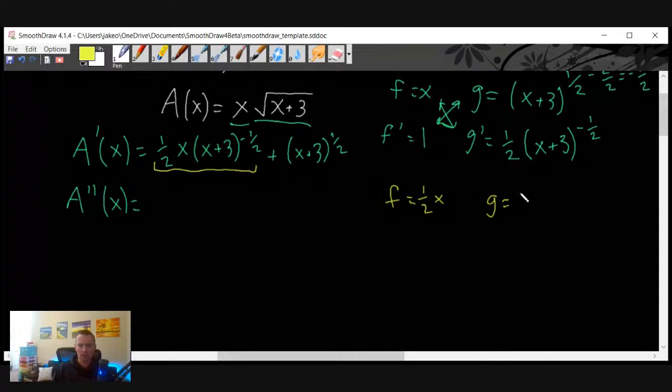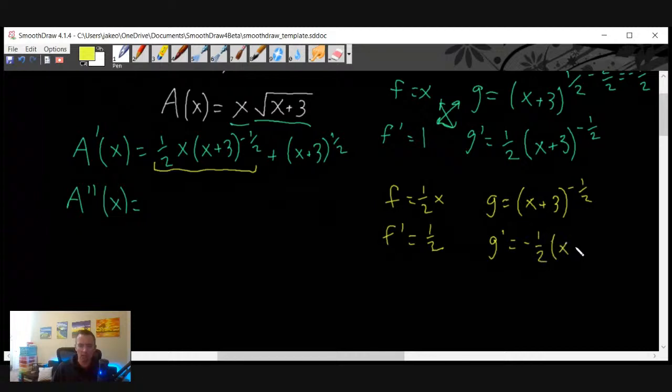G is going to be this other piece here, the x plus 3 to the negative 1/2. Then we need to find f prime, which the derivative of 1/2 times x is just 1/2. The derivative of x plus 3 to the negative 1/2, we're going to be able to just do power rule and chain rule, just like we did here. So we bring the negative 1/2 down in front.